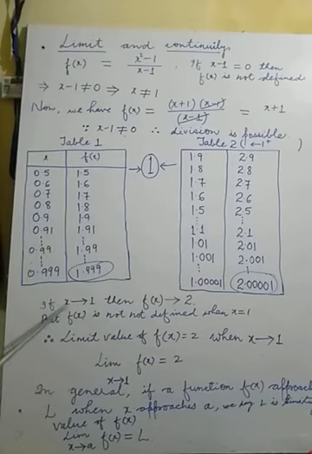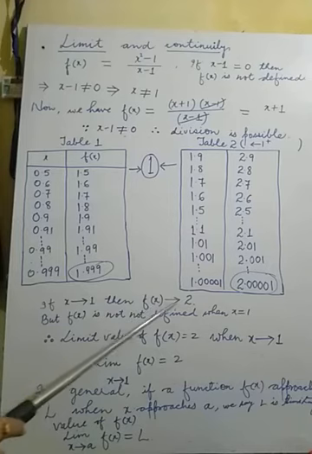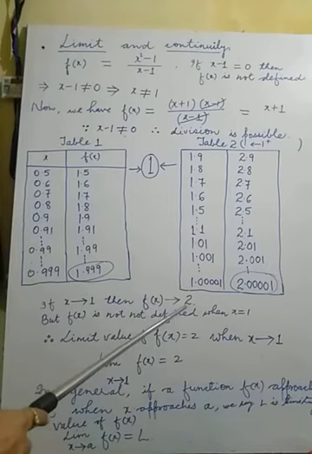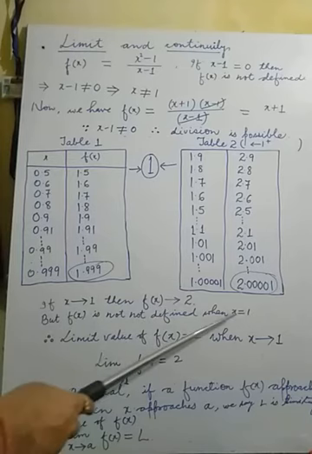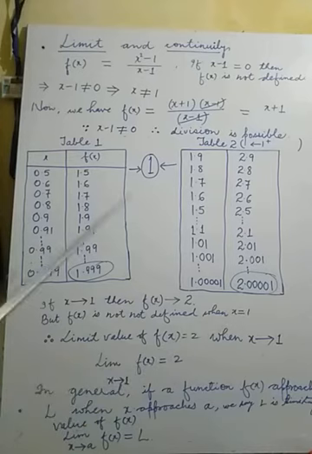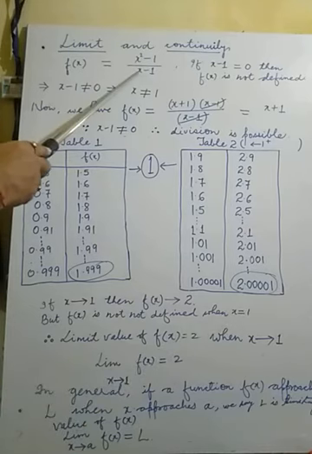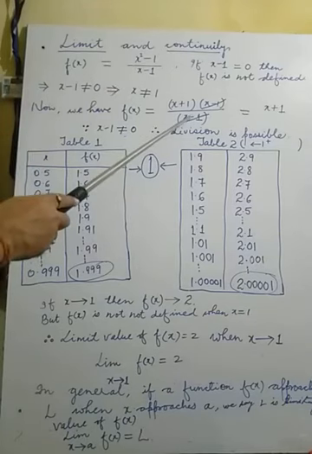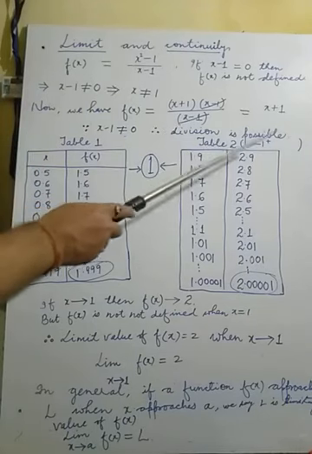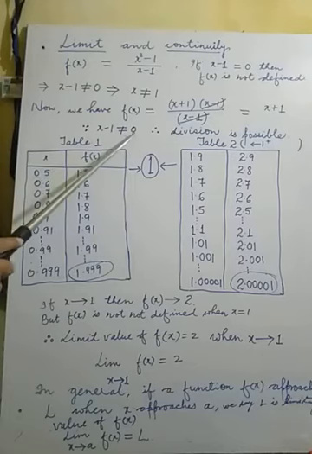So here, if x approaches 1, then the value of f(x) approaches approximately 2. But f(x) is not defined when x equals 1. I told you, if x equals 1, it is undefined. The division is possible only when x minus 1 is not equal to 0.